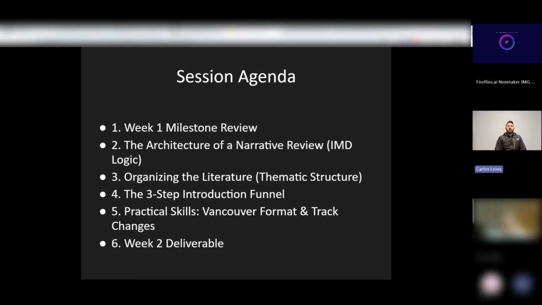We'll cover how to group the articles thematically, and then spend the bulk of our time mastering the introduction funnel, how to build our introduction funnel. And finally, we will go over the formatting logistics and the assignments for next week. That's what we plan to do for today.